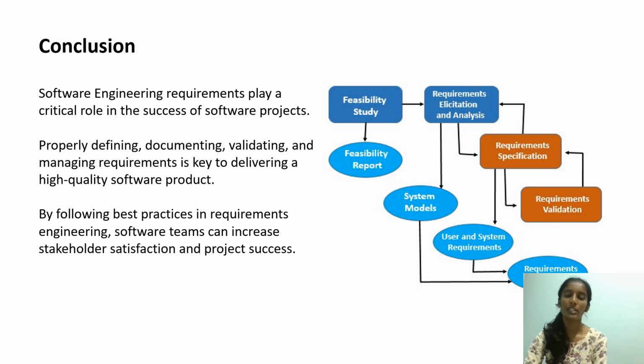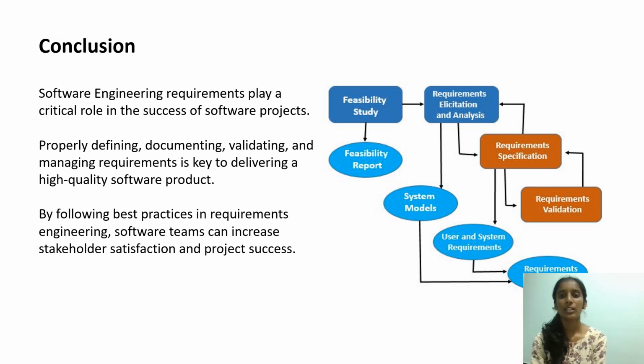Conclusion about software engineering requirements. The software engineering requirements play a critical role in the success of software projects, and properly defining, documenting, validating, and managing requirements is key to delivering a high quality software product. By following best practices in requirements engineering, software teams can increase stakeholder satisfaction and project success.